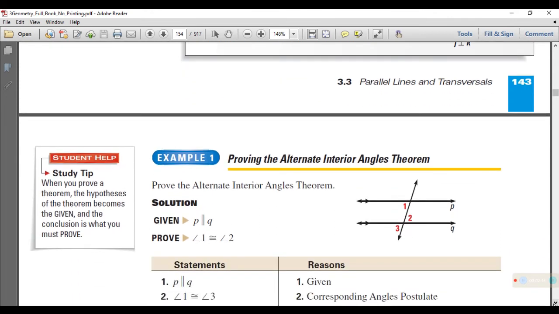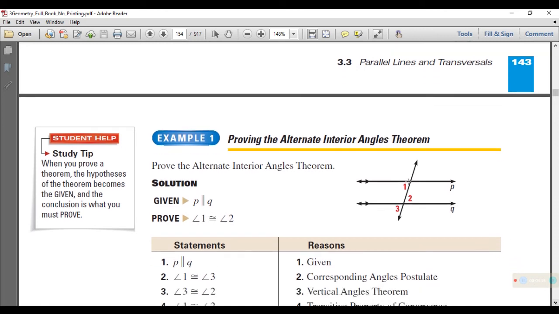Now, let's use the postulates and theorem that we studied earlier in proving the alternate interior angles theorem. So, prove the alternate interior angles theorem. We have the given that P and Q are congruent. We have to prove that 1 and 2 are congruent. So, ang given natin, syempre, P and Q. Next. But meron ditong 3? Okay. And what is the relationship of 3 with 1 and 2?